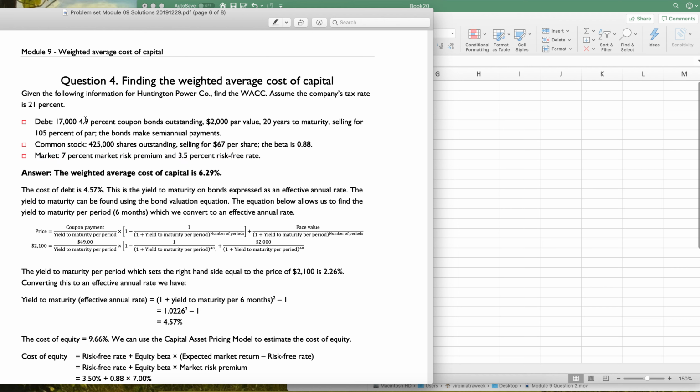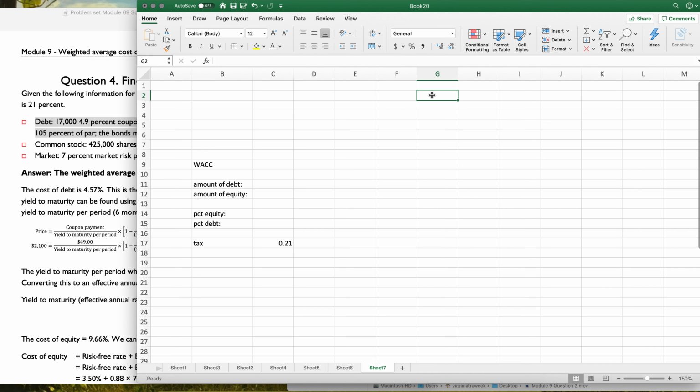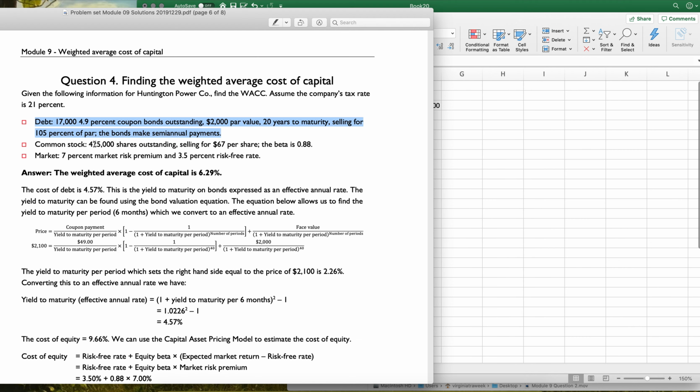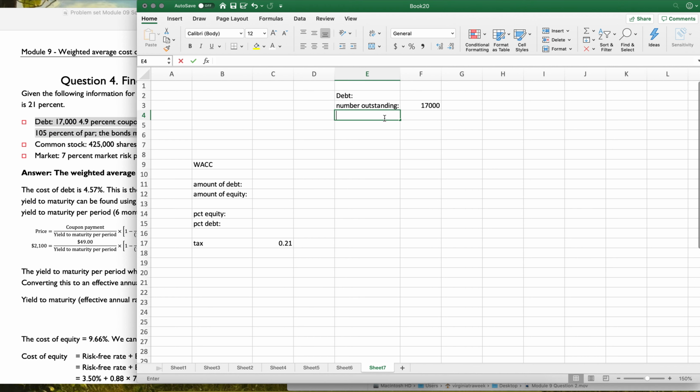The amount of debt, we'll start with that. Number outstanding, 17,000. Their coupon, well, let's do the face value first. That's $2,000. The coupon rate is 0.049. The number of years to maturity is 20, but they're semi-annual, so it's going to be 40.